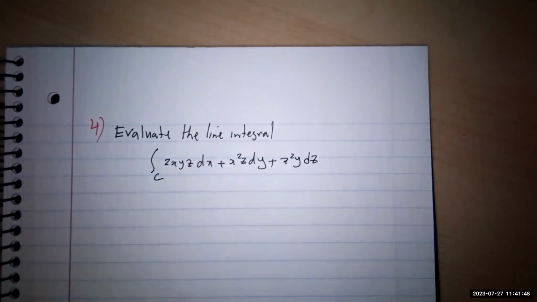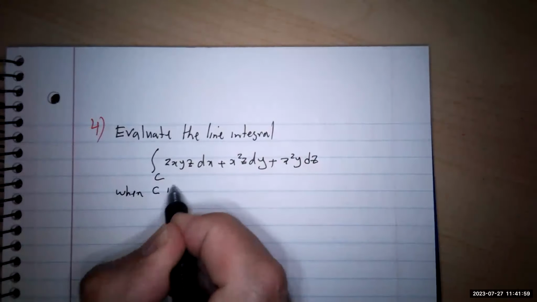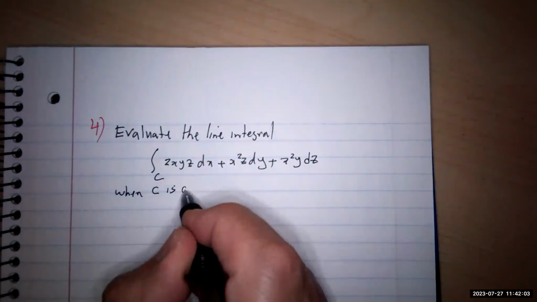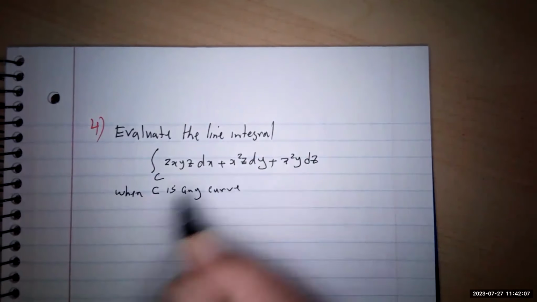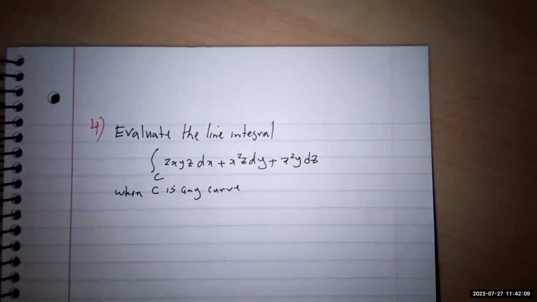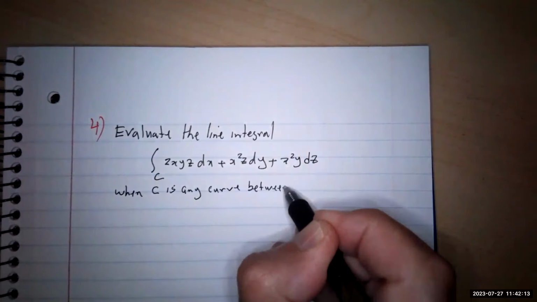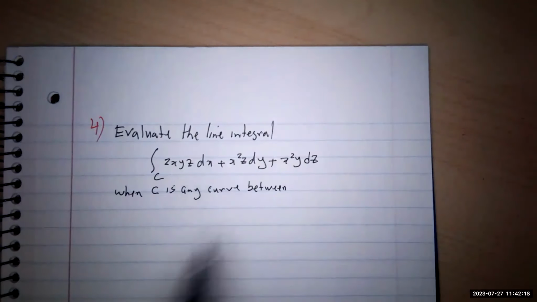It's like the previous one that you did. For the previous one, you did have your equation of C. But in this case, look at this one. What is C? It is any curve, any path, between 2 given points.